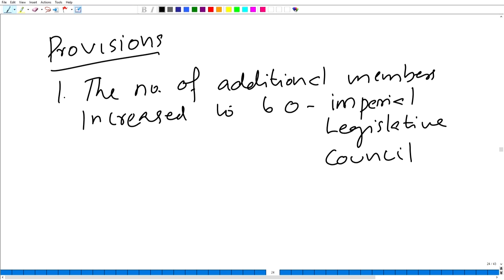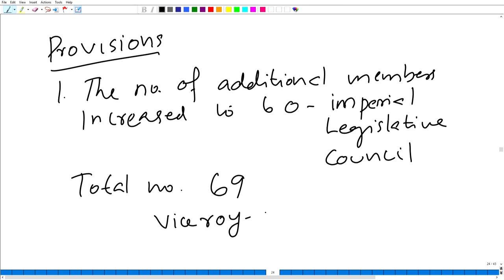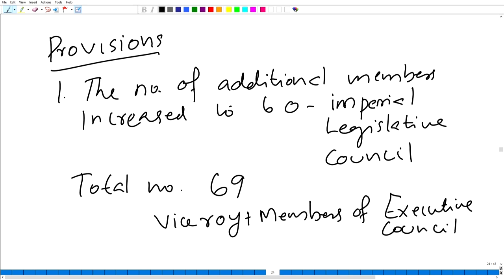The first provision of the Government of India Act 1909 was that the number of additional members increased to 60 in the Imperial Legislative Council. Hence, the total number in the Imperial Legislative Council was 69. Who were the remaining 9 members? The Viceroy and the members of the Executive Council. They were the ex officio members.